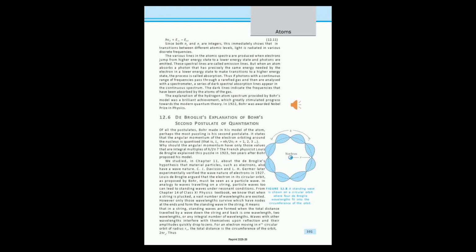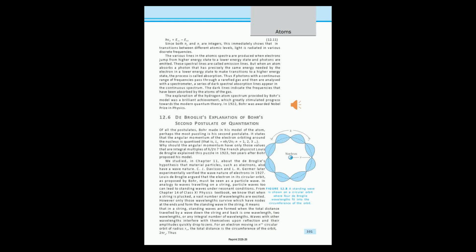C.J. Davisson and L.H. Germer later experimentally verified the wave nature of electrons in 1927. Louis de Broglie argued that the electron in its circular orbit, as proposed by Bohr, must be seen as a particle wave. In analogy to waves traveling on a string, particle waves too can lead to standing waves under resonant conditions. From Chapter 14 of the Class 11 Physics textbook, we know that when a string is plucked, a vast number of wavelengths are excited. However, only those wavelengths survive which have nodes at the ends and form the standing wave in the string.